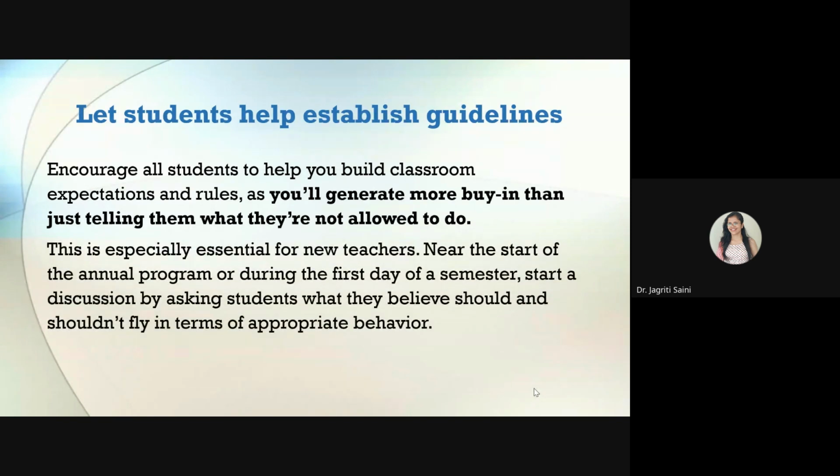And we need to ensure that whenever we start something new, or whenever it is the first day of the semester, we need to set up everything. We need to start the discussion on a positive note at that time only. We need to set up the behavior, we need to set up the guidelines right in the beginning. And throughout the journey, for the entire semester, we can just talk about these guidelines time and again.